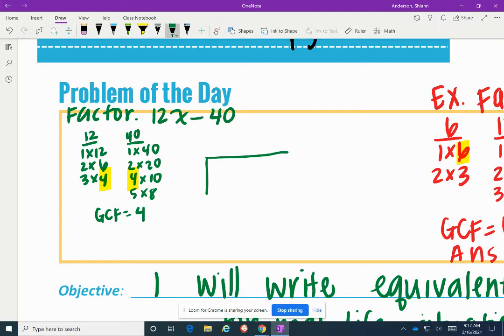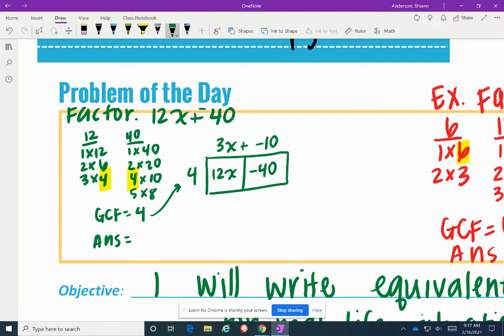I'm going to draw my area model. Again, don't forget this is 12x plus a negative 40. So 12x plus a negative 40. Bring your GCF on the outside. 12x divided by 4 is 3x, plus negative 40 divided by 4 is a negative 10. So my final answer is 4 times 3x plus a negative 10.